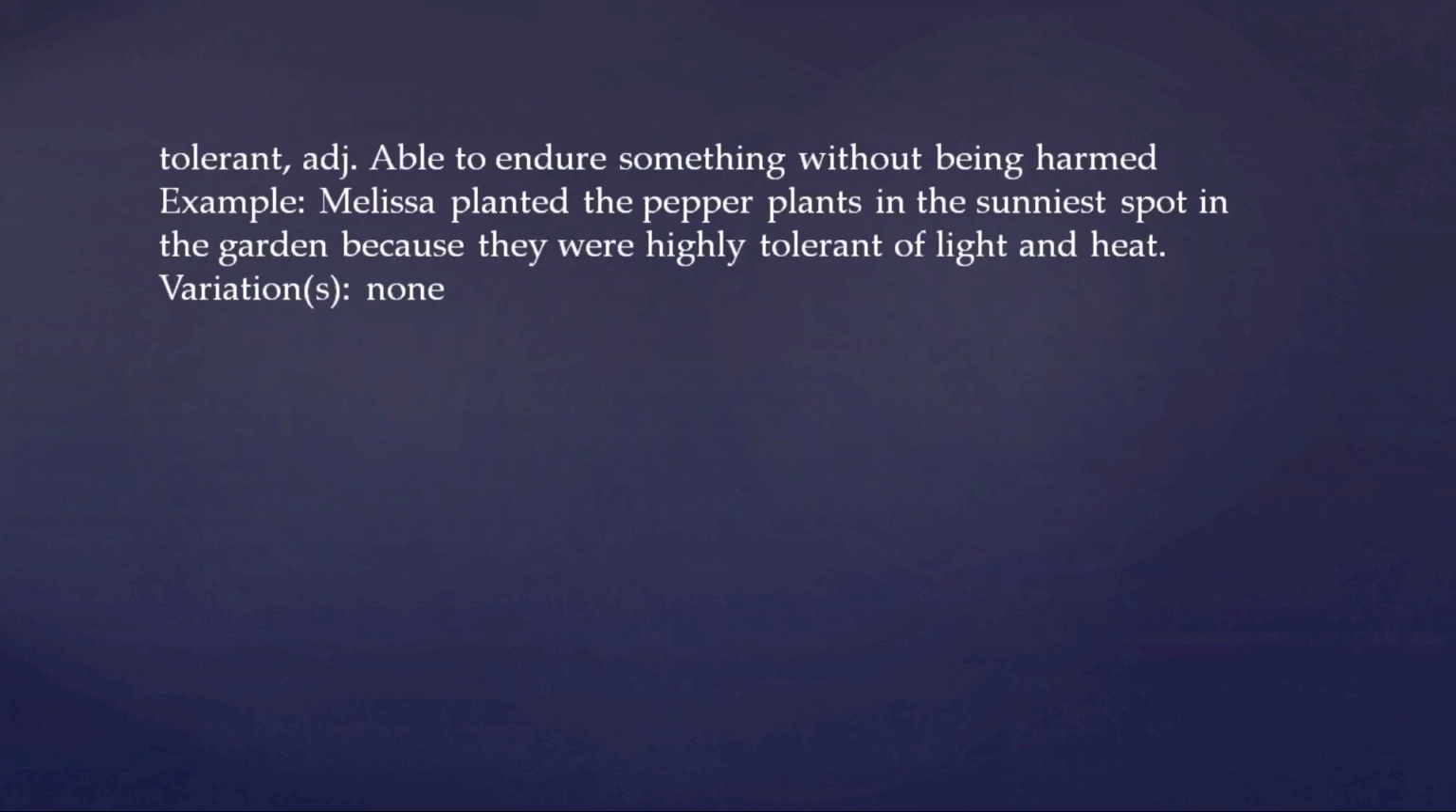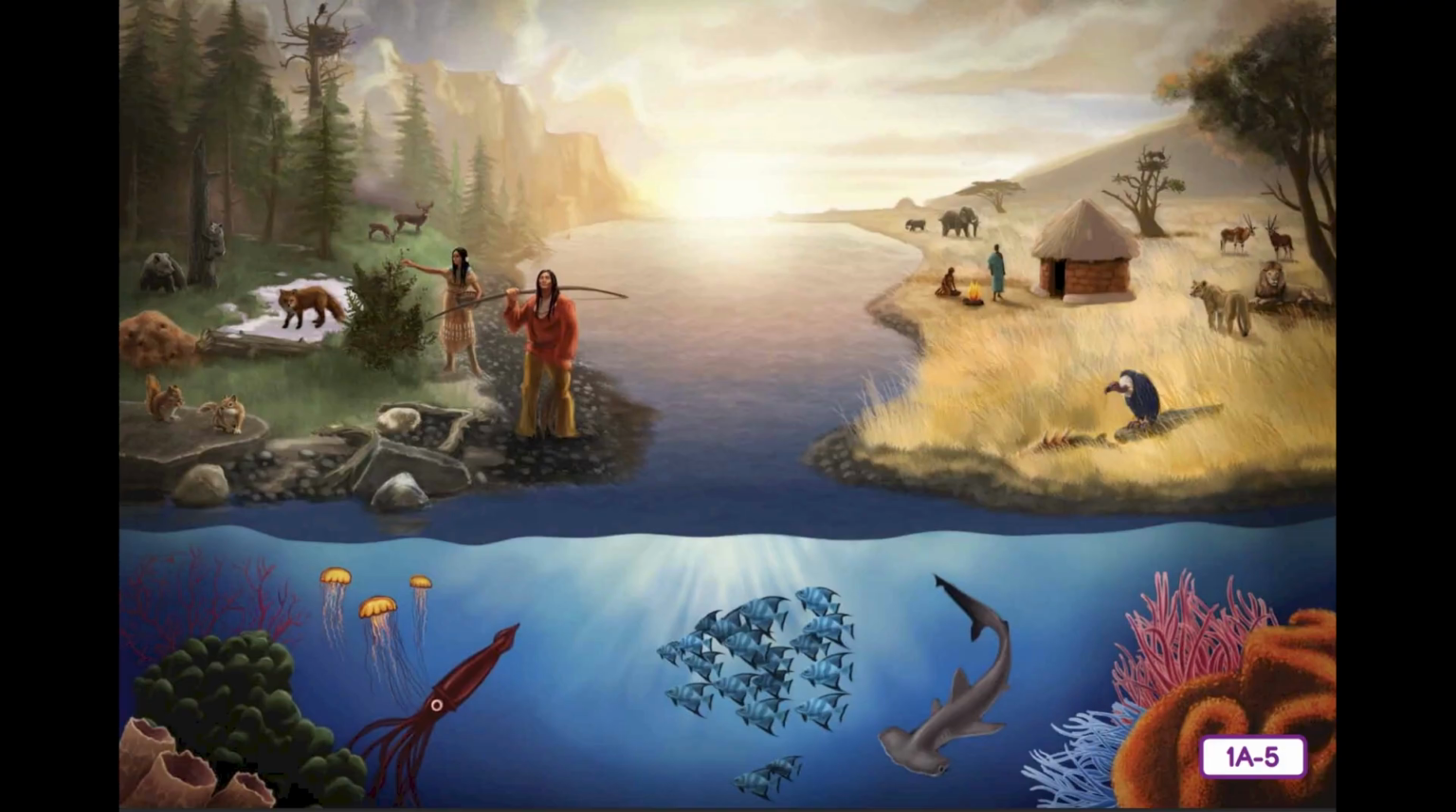The last one is tolerant. It's an adjective. It means able to endure something without being harmed. Here is an example. Melissa planted the pepper plants in the sunniest spot in the garden because they were highly tolerant of light and heat. The variation is none.